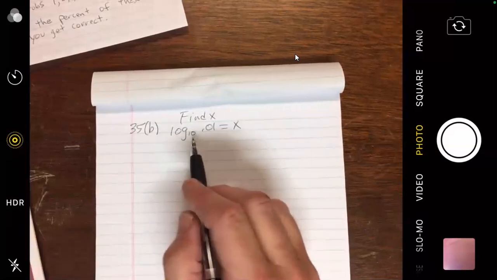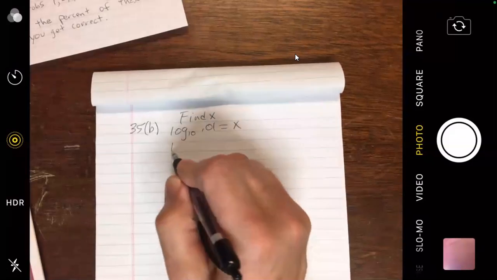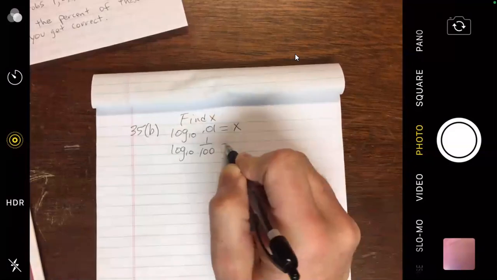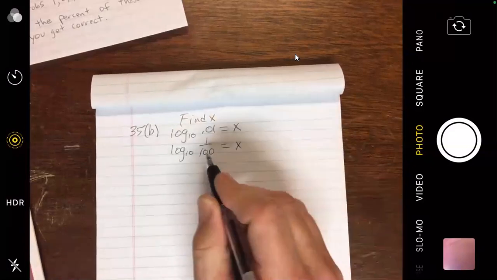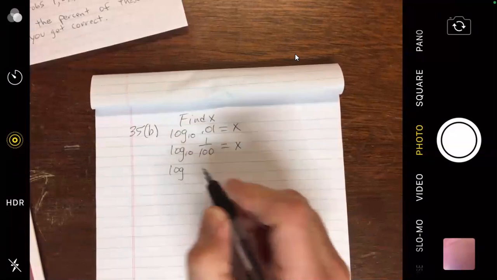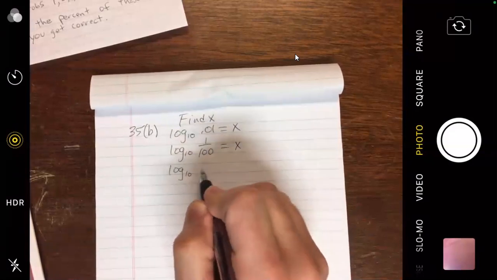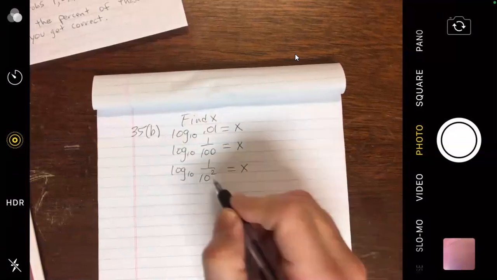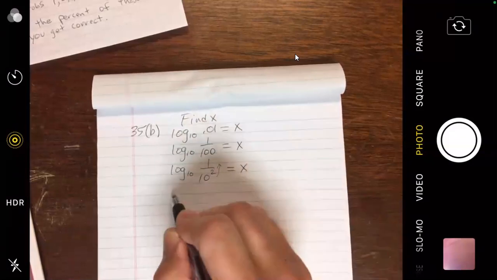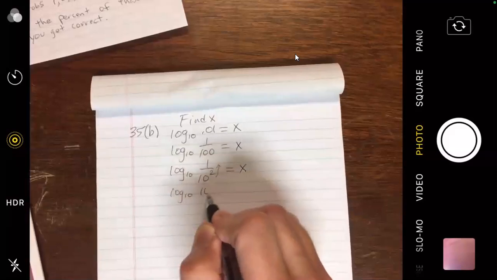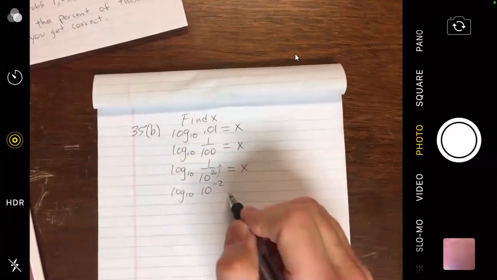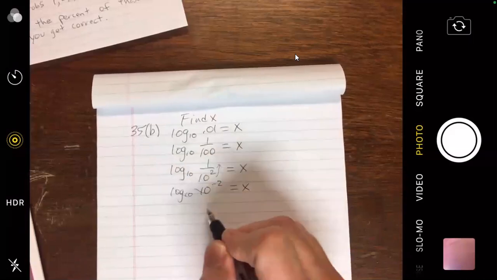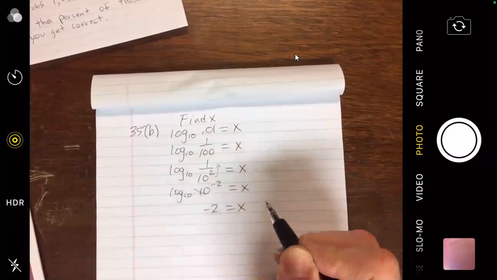You can also work it out by hand. Log base 10 of 0.01, and 0.01 is 1 over 100. Well, 100 is 10 squared. 1 over 10 squared. Well, that can be written as log base 10 of 10 to the negative 2. And now you've got the situation you want where things undo each other. That leaves negative 2 equals x.